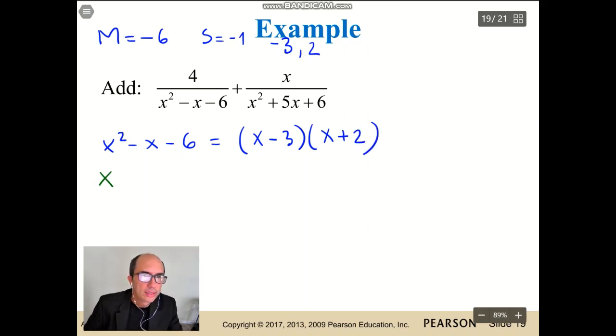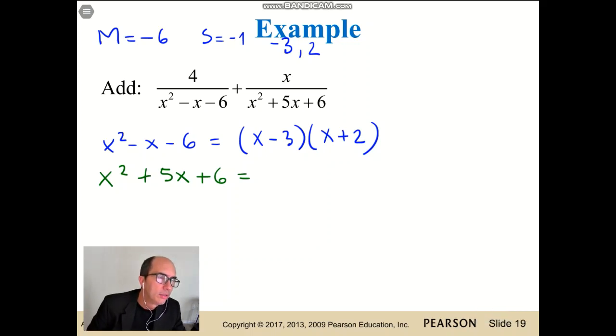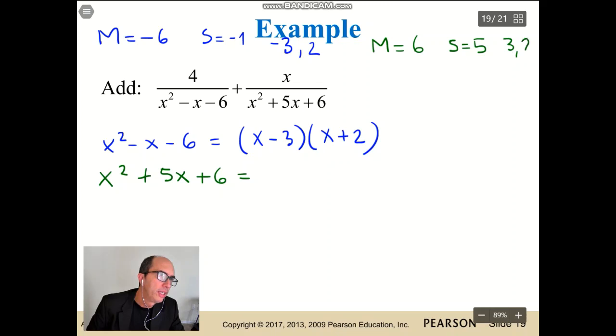Next one, x squared plus 5x plus 6. Again, now let's do it on this side here. Two numbers that multiplied equal 6 and now the sum is equal to 5. Thinking, I think we're going to go with 3 and 2, right? Multiply 3 times 2, 6, and 3 plus 2, 5. So x plus 3 times x plus 2.